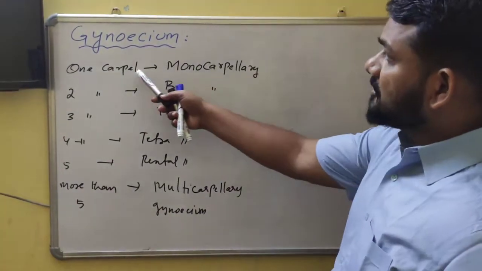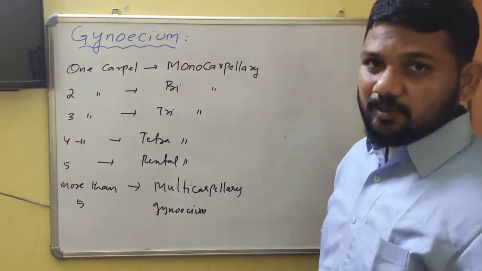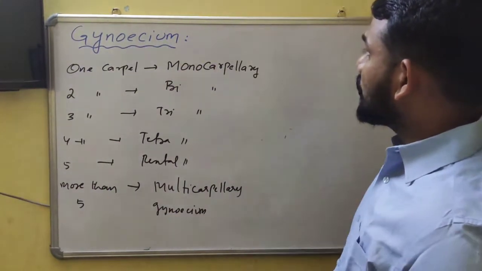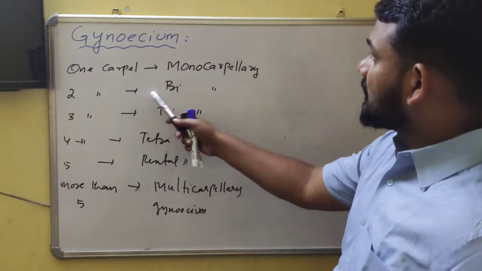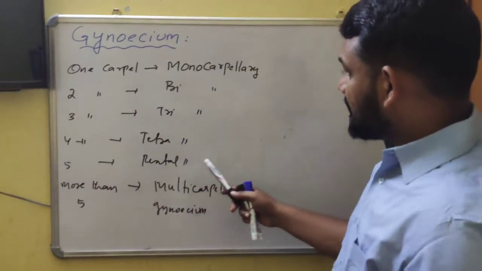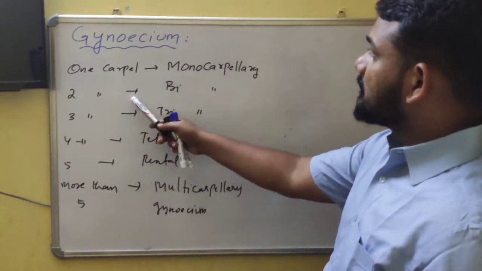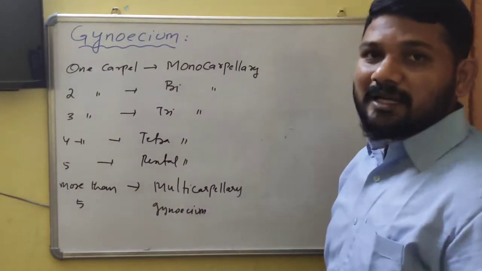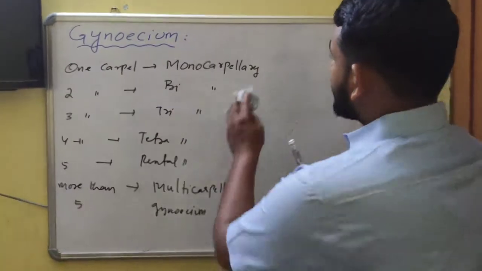Each part of gynoecium is called carpel. Carpel is also called pistil. If it has one carpel or one pistil, then the gynoecium is called monocarpellary. If it has two carpels, bicarpellary; three, tricarpellary; four, tetracarpellary; five, pentacarpellary; and more than five carpels present in a gynoecium, then the gynoecium is said to be multicarpellary gynoecium.